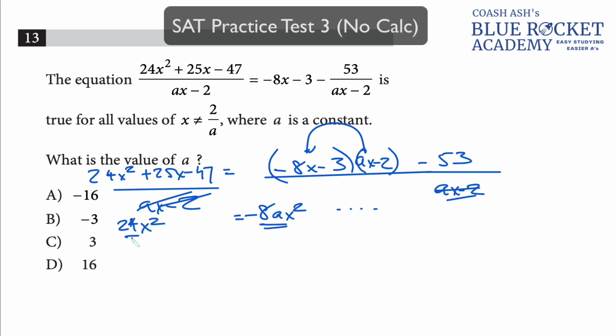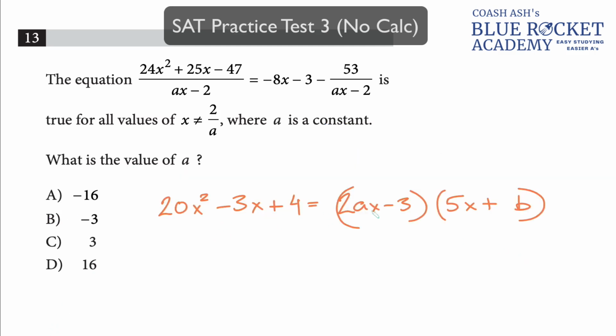And so therefore negative 8a is equal to 24. That's it. That's the matching the coefficients idea. Remember, if you don't understand this, there are many videos on this channel where we've covered this. So what is a equal to? A obviously is equal to negative 3 because negative 8 times negative 3 gives you positive 24. And so therefore negative 3 is your answer.